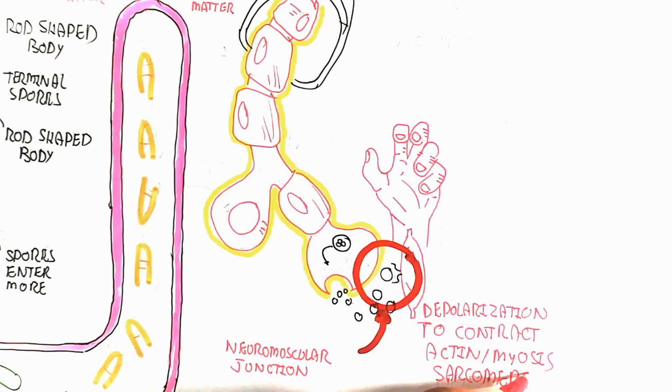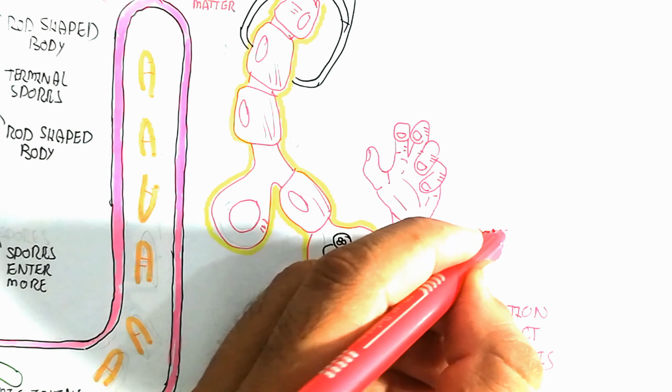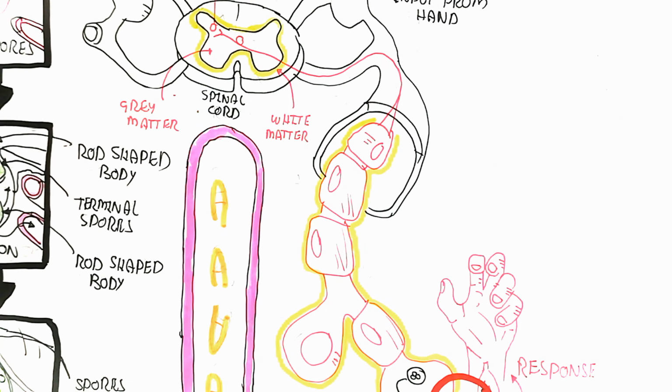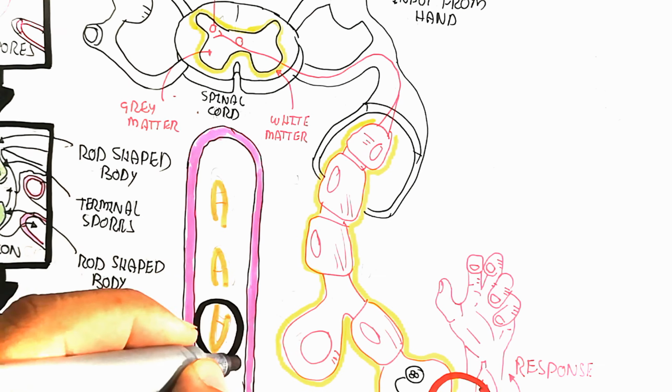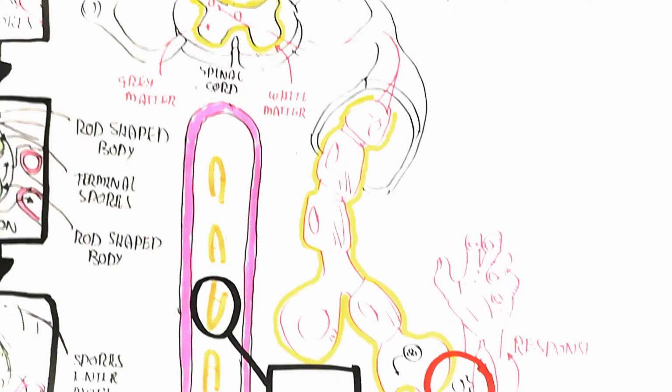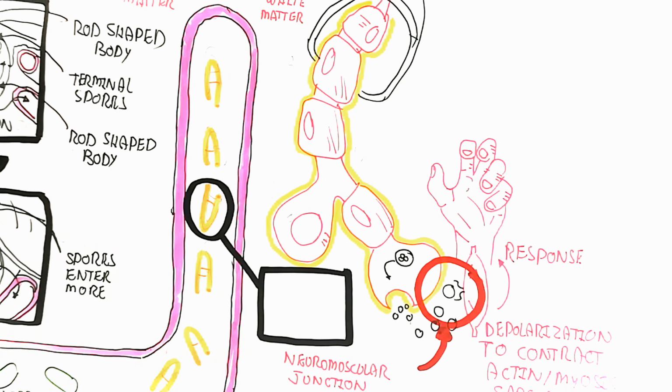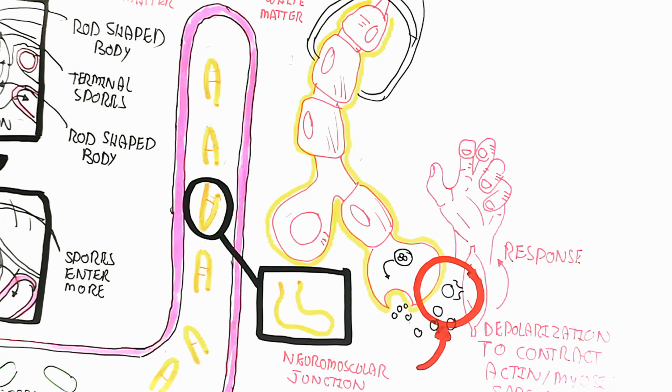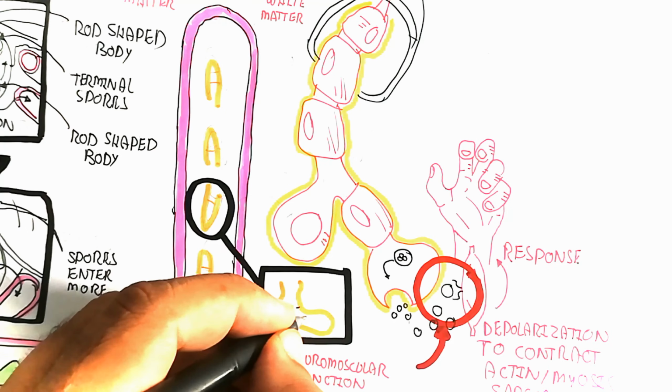When exocytosis of the neurotransmitter occurs, it will bind with the receptor, the acetylcholine receptor, via the neuromuscular junction for depolarization to contract actin and myosin in the sarcomere. So in this way, here is the neuromuscular junction.